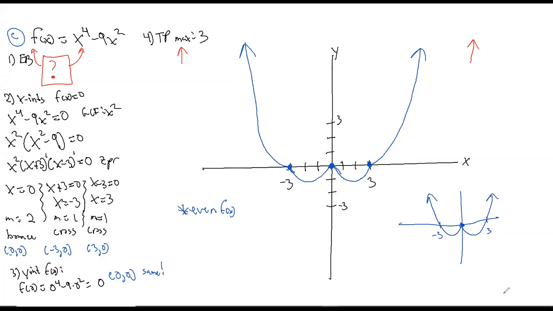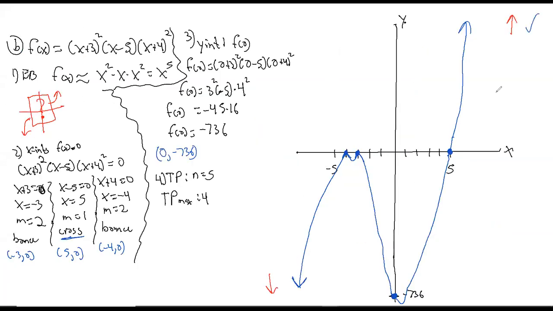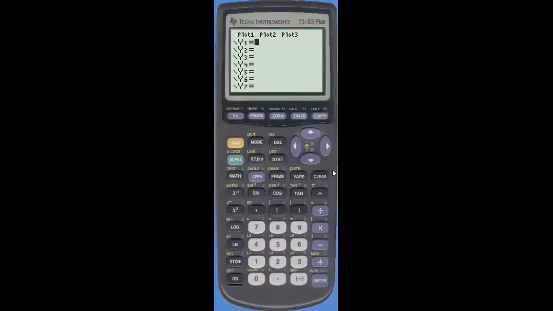Maybe you don't trust that previous graph. This one seems a little wackier, so maybe we should check that in our calculator. x plus 3 squared, x minus 5, x plus 4 squared. Calculator, y equals, clear. So that's x plus 3 in parentheses. I hate doing this with a mouse. I think it was squared. Yes, times x minus 5, times x plus 4 squared. Go to graph.